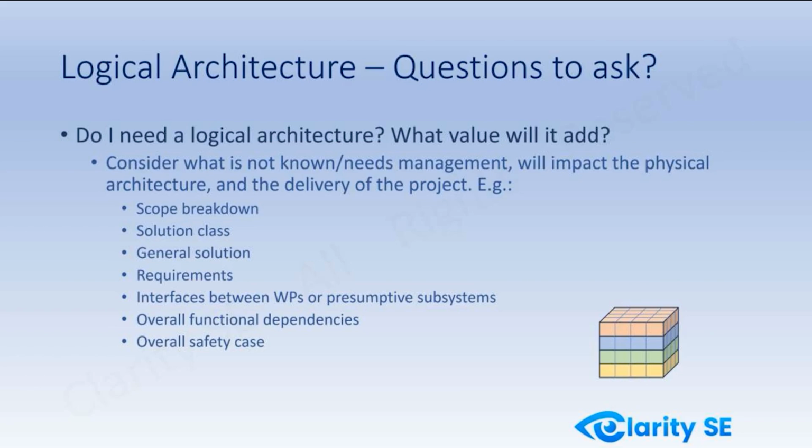So the sorts of things that we need to be asking ourselves are, how well is the scope understood? How well is the solution class understood? So is it a rail line? Is it a metro line? Is it a container port? Is it an airport? Or is it an entirely new system that hasn't been built before, like the things that Elon Musk is trying to build and fire off into space? That's not an overly well understood solution class.